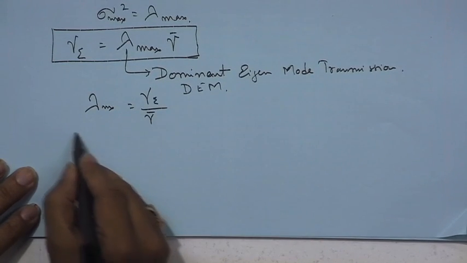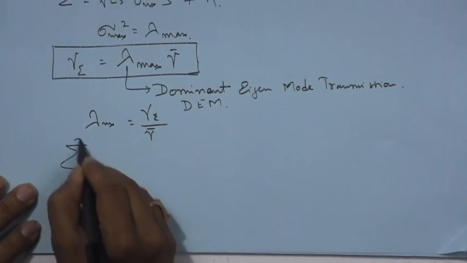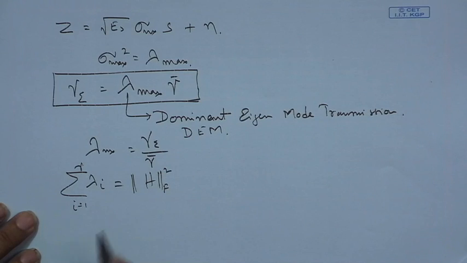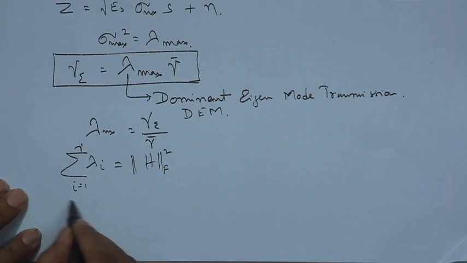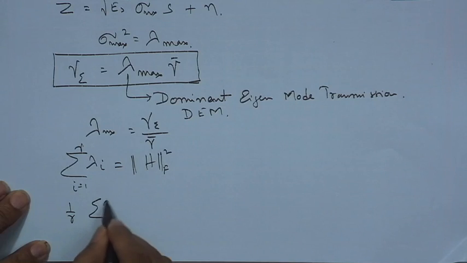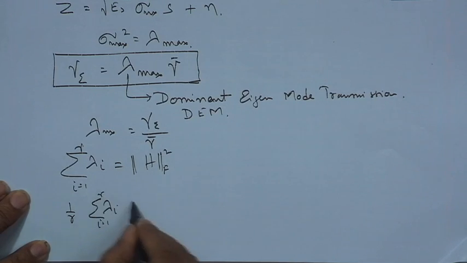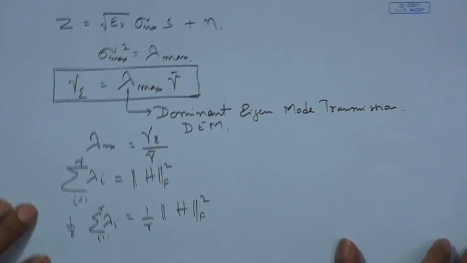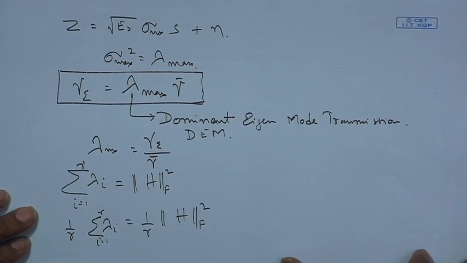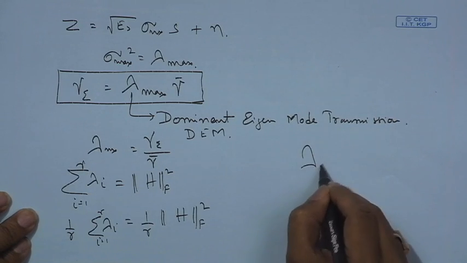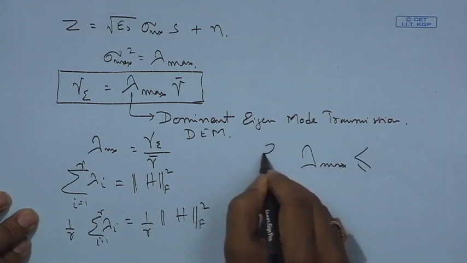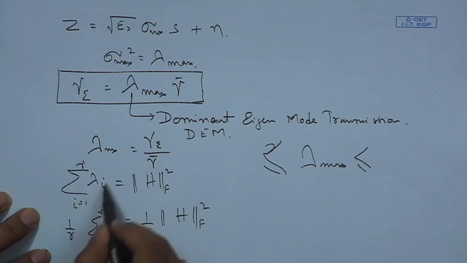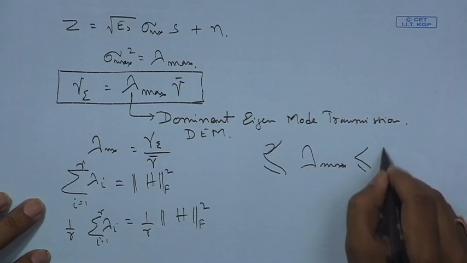So, since we have i equals 1 to r, lambda i is equal to the Frobenius norm of H squared, we could also say that 1 upon r sum over lambda i, i equals 1 to r, is equal to 1 by r times the Frobenius norm of H squared. So this again we are going to use. From this we could say that lambda max would lie between two values. The highest value would occur when there is only one lambda, all others are 0. In that case, this is equal to the Frobenius norm of H squared.